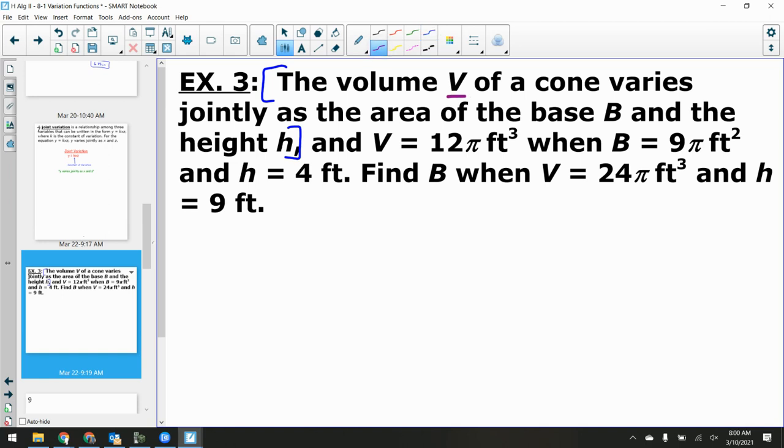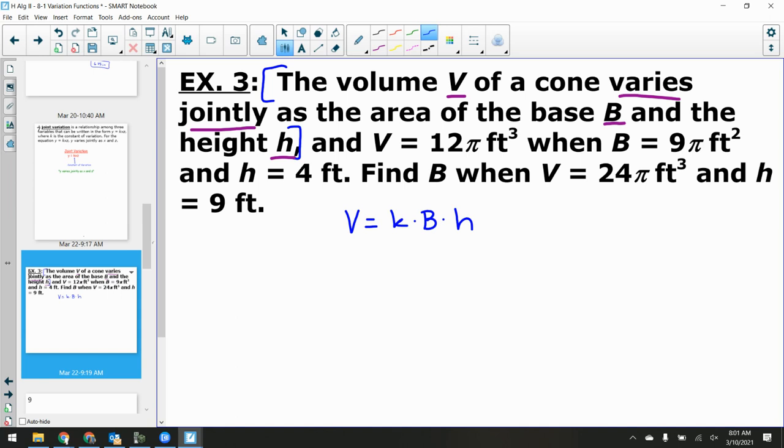How do I know that? Well, the volume V varies jointly as B and H. Okay? V varies jointly as B and H. So that tells me that V is equal to K times capital B times H. So multiplication in here. Basically, we could have also said that the volume varies directly as the area of the base, and varying directly as the height. You could say varying directly separately, or you could just combine the wording and say varying jointly.